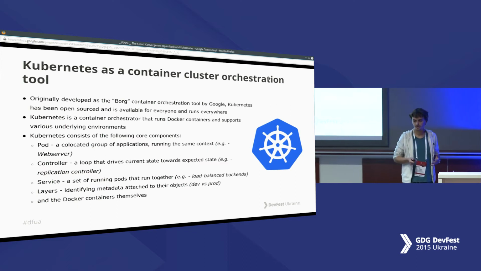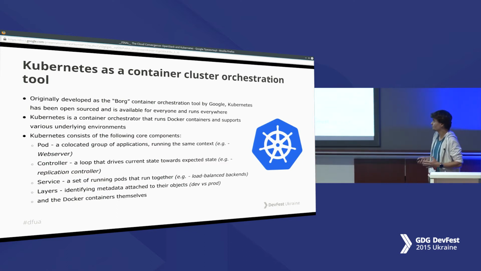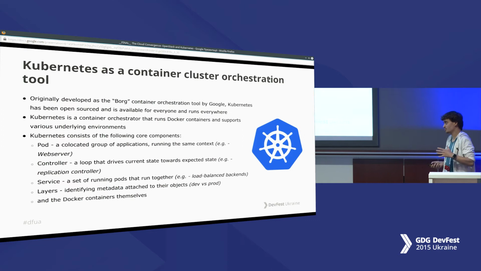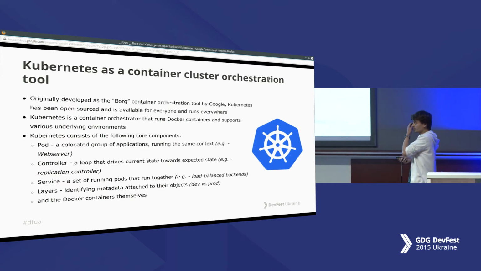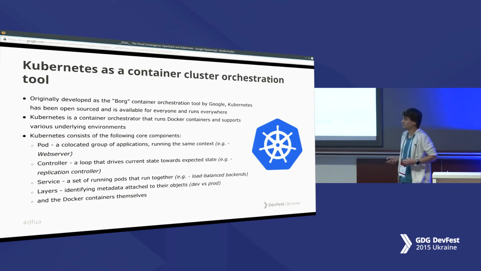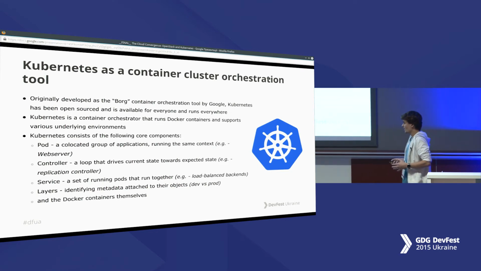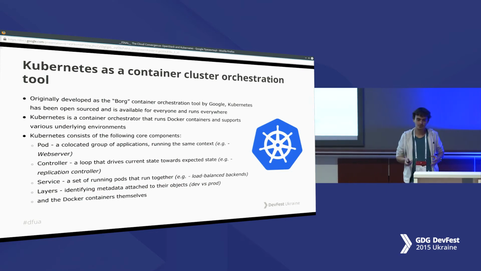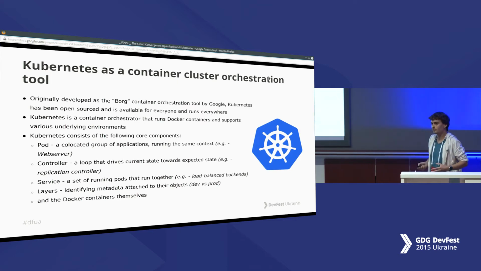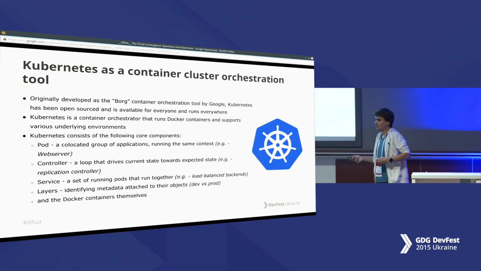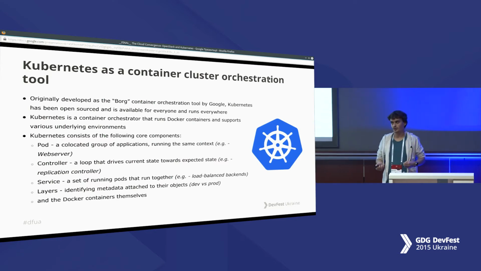Kubernetes itself is a container orchestration tool that runs Docker. There are possibilities to run other types of containers like Rocket, but the main type of containers managed by Kubernetes is Docker. At the same time, Kubernetes might be run in various environments. You may run a Kubernetes cluster on your own laptop, on bare metal, or in any kind of cloud.